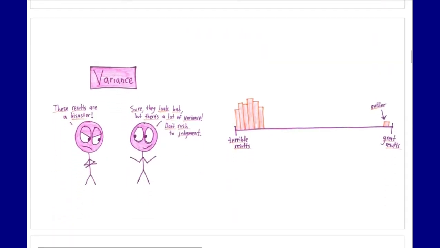So variance, again, can be misrepresented. So these results are a disaster. Sure, they look bad, but there's lots of variance. Don't rush to judgment. When we look at our data, we can see that yes, there is going to be high variance or high standard deviation because the data is spread out. We have that one outlier that's showing a great result. So it might say our data is very spread out, there's a lot of variability, it's not consistent. So even though our results might be terrible, there's lots of variability, so maybe there are issues there. But when we look at the actual results, it's just one value that's causing that variability, and the majority of the results are terrible.